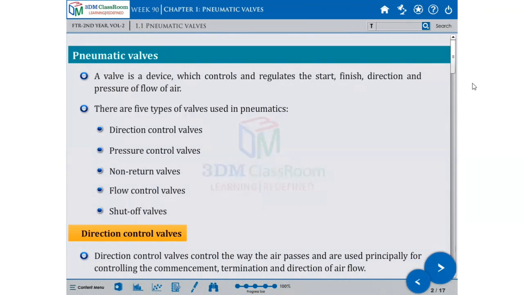Then, after the pressure control valve, we have the flow control valve. This valve is used to control the air pressure as per the required purpose. We can adjust it. Third is the non-return valve, which allows free flow in one direction and restricted flow in the other. Flow control valve again.